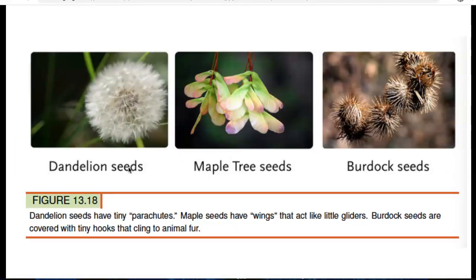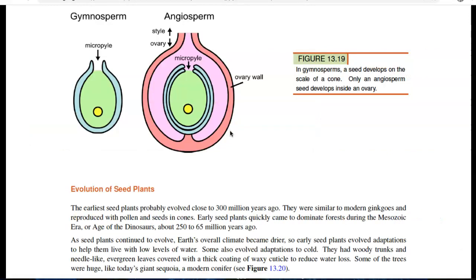Dandelions have many parachutes and maples have wings, and these are different ways that seeds can disperse. Seeds need to get away from their parent plant and find new areas to explore. Dispersal is one. Make sure you know the difference between gymnosperms and angiosperms. We talked a little bit about that.